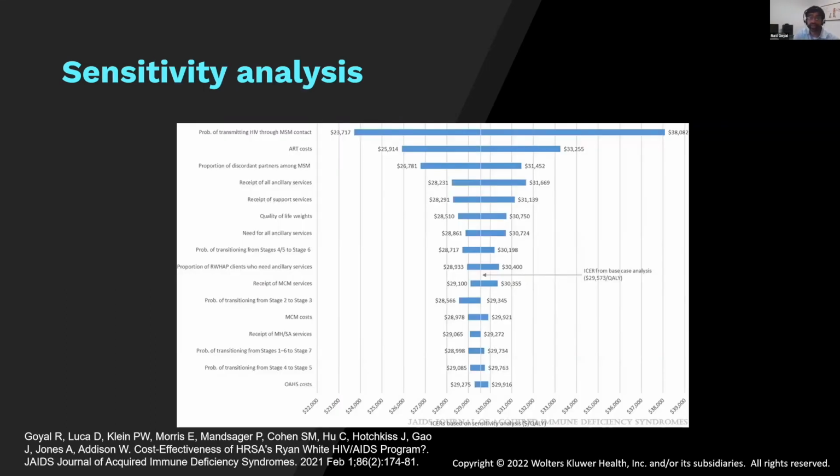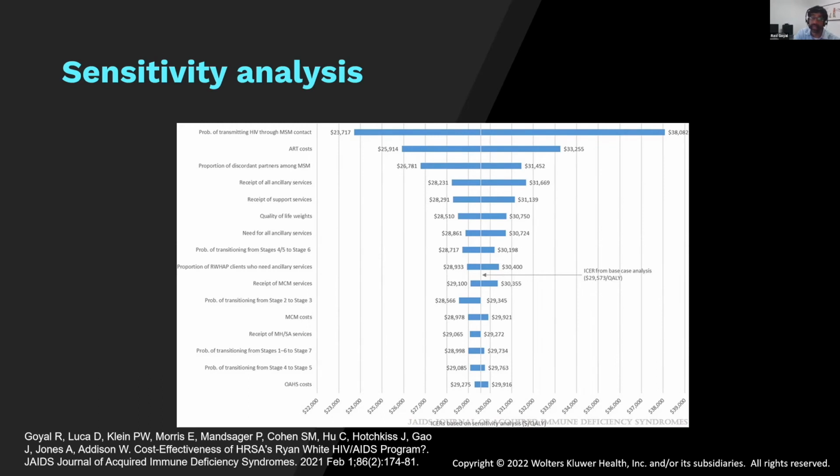And so here is some of the output that we get. Here I'm showing some of our sensitivity analyses. We found the Ryan White program to be very cost effective, with an ICER of around 29,000. And we also noticed how the ICER changes through the model when doing sensitivity analysis.